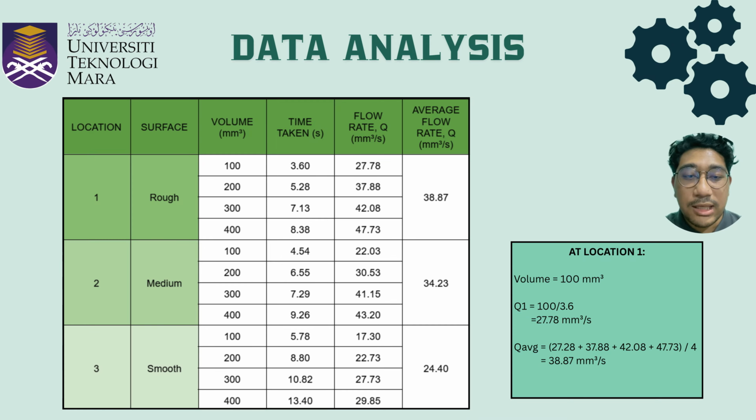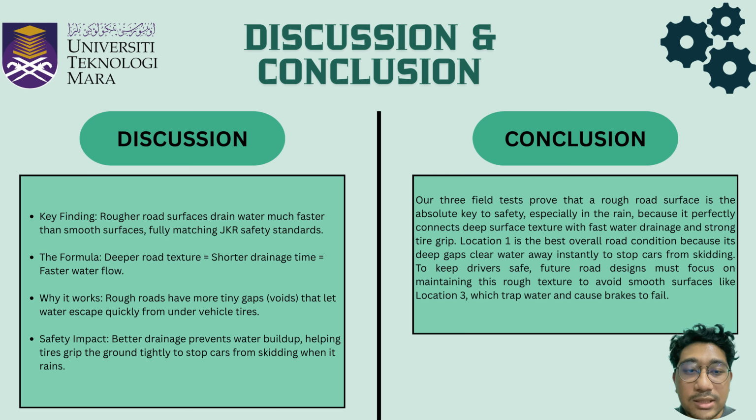From the outflow meter test, we found that rougher road surfaces drain water much faster than smoother surfaces, and all results comply with JKR safety standard. Better drainage improves tire grip and reduces the risk of hydroplaning, especially during wet conditions. Overall, combining the results from the skid resistance, sand patch, and outflow meter tests, we conclude that rough pavement provides the best road safety performance due to its higher texture, faster drainage, and better skid resistance. Therefore, maintaining adequate pavement texture is essential for safer roads, particularly in wet weather.